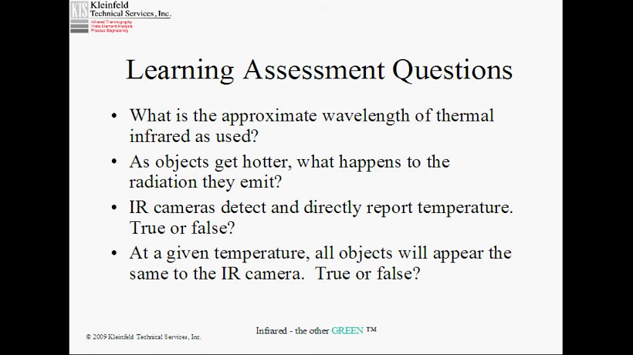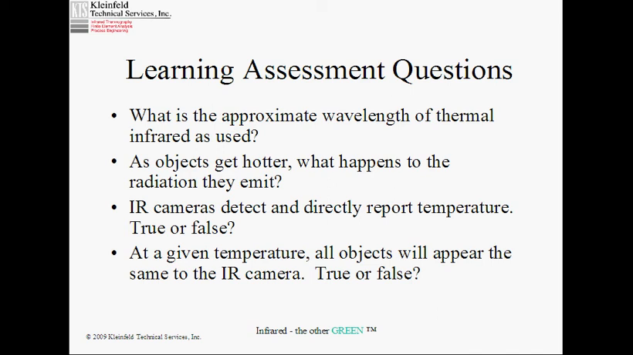Okay, this is a PDH presentation. What's the approximate wavelength of thermal infrared as used? Sal? Okay. As objects get hotter, what happens to the radiation they emit? Ralph? Anybody else? Wavelength gets shorter. What else? And what else happens?